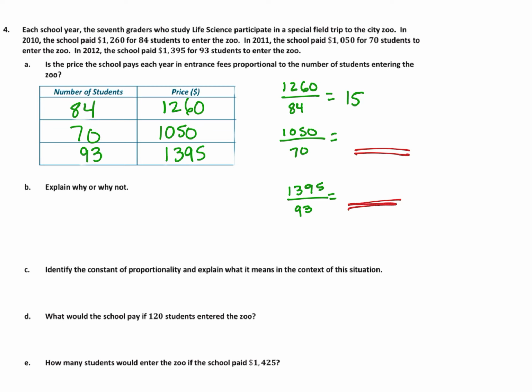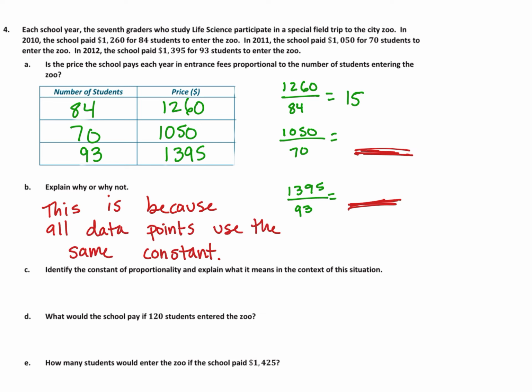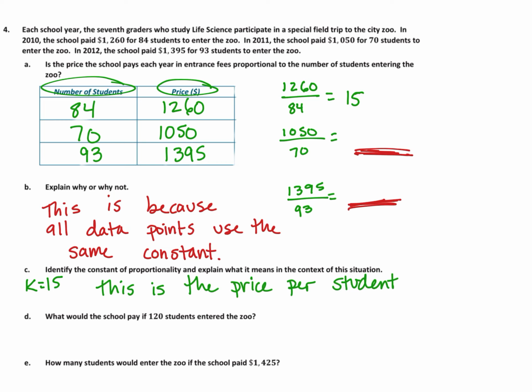Okay, fill in these two and then answer the question. The constant of proportionality is 15, and it is the price per student. Then it says, what would the school pay if 120 students entered the zoo, and each one costs $15?